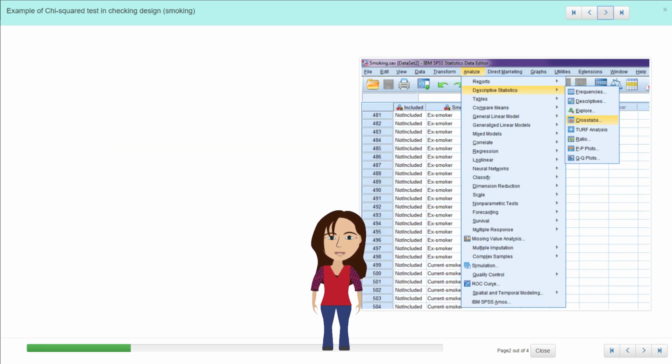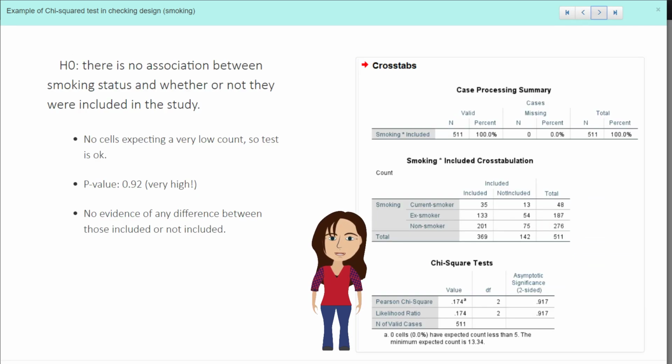So if we go to descriptive stats and cross tabs, you should be able to work out how to pop in the variables and tick the right boxes from the workshop notes. The null hypothesis is that there is no association between smoking status and whether or not they were included. There are no cells expecting a very low cell count, and that's down the bottom here. If we had a problem with cell count, we would get a little warning down here, but in this case it's fine.